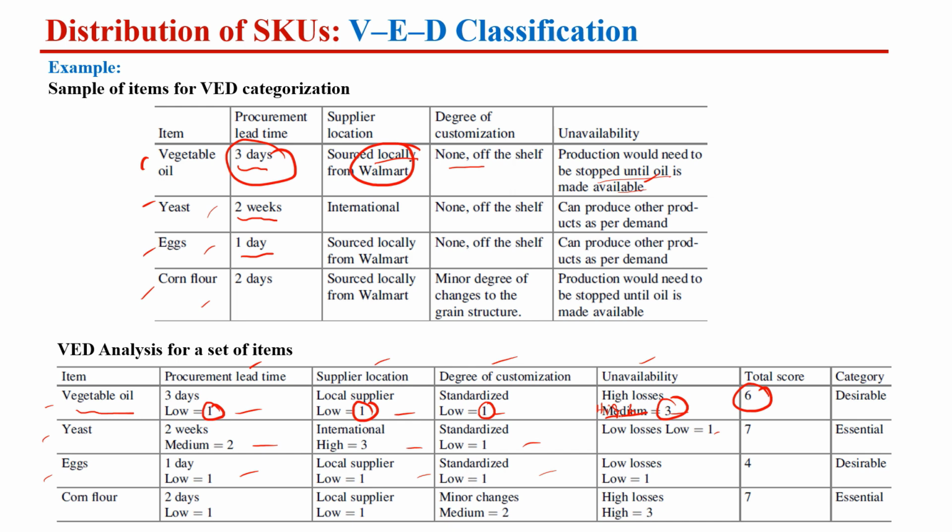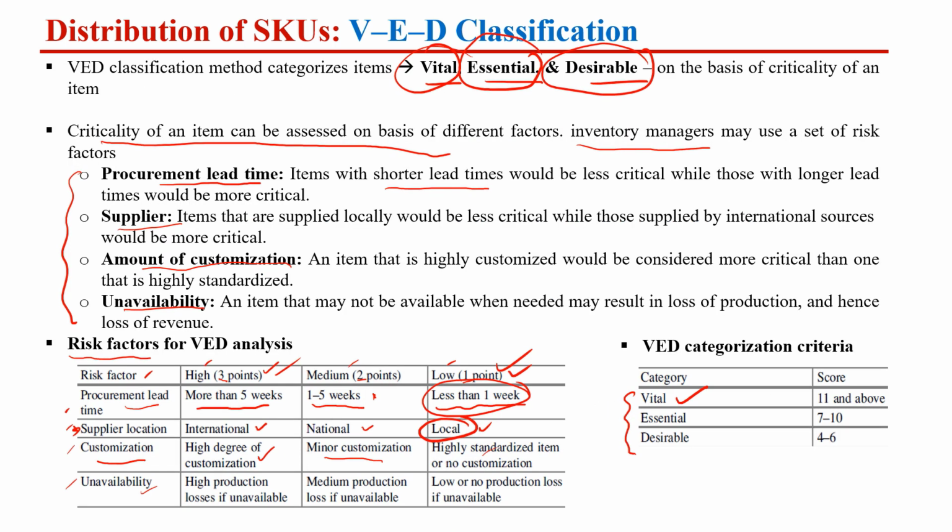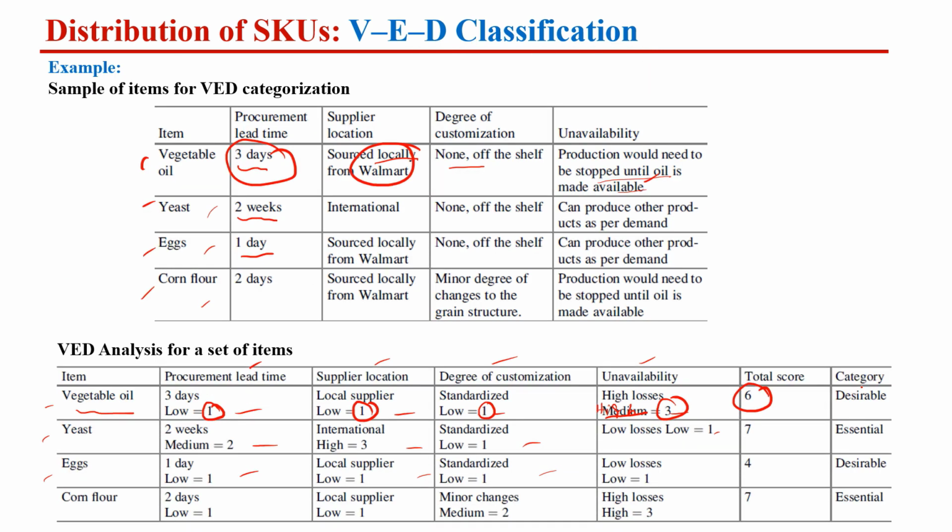And we do have the ranking score criteria: if the particular product has a score of 11 or above, then it would be considered vital. Between 7 to 10 is essential. Between 4 to 6 is desirable. So this is between 4 to 6, it's desirable.